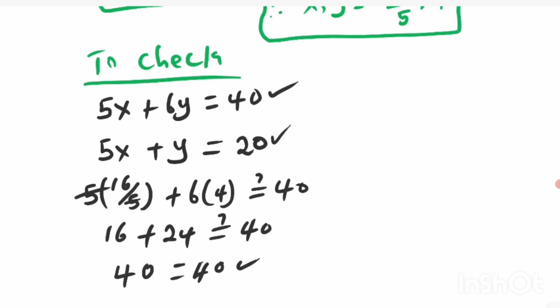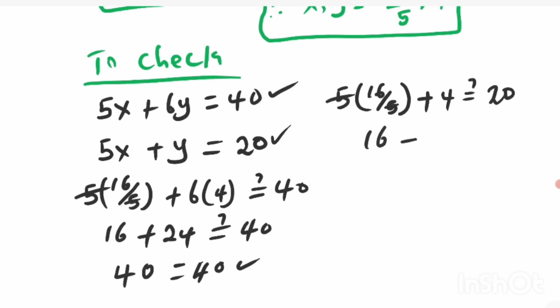Now let us consider this. 5(16 over 5) plus y, which is 4, must be equal to 20. And this cancels this. We have 16 plus 4 must be equal to 20. 16 plus 4, this is 20, is equal to 20, which is true.